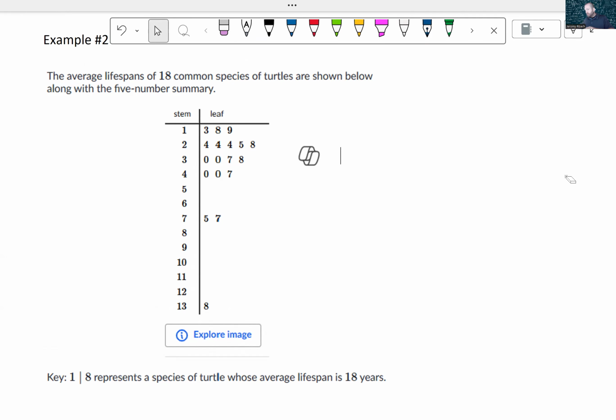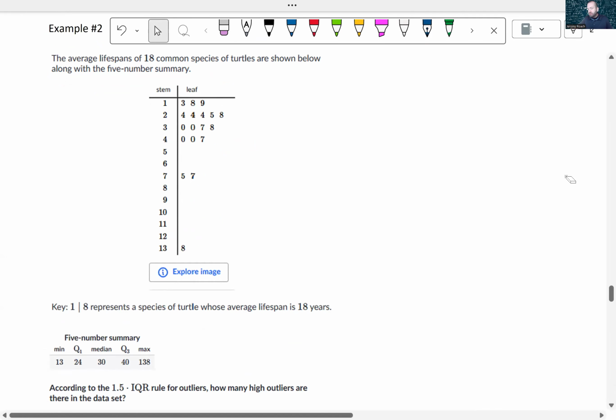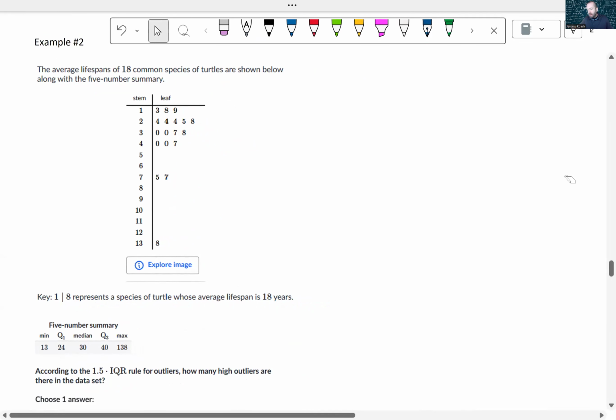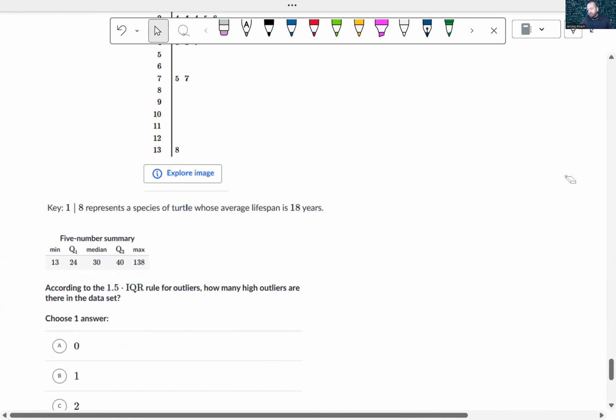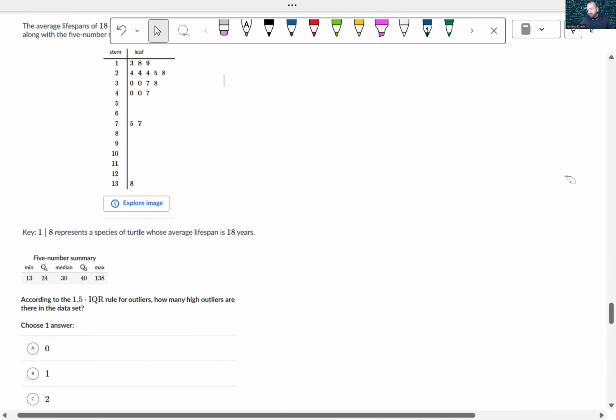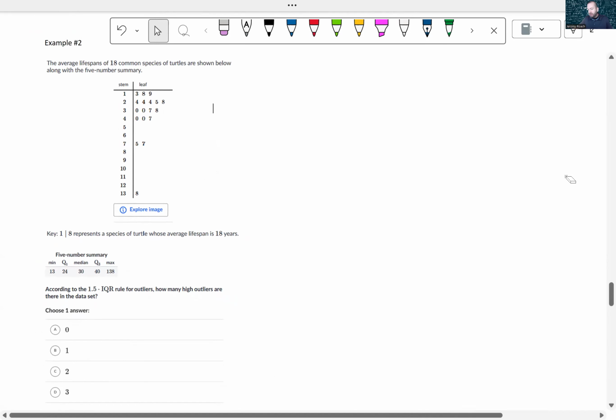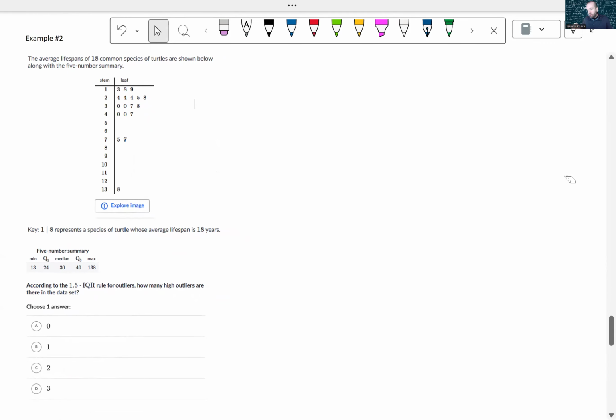All right, let's take a look at the question here. We have species of turtle. There's 18 data points here. It says, here's our 5-number summary. I'm just trying to zoom out so we can see all of this at once. If it helps you to take a screenshot of this, that's probably good, that way you have the entire problem so you can see it. And it says, according to the 1.5 times IQR rule for outliers, how many high outliers are there in the data set?